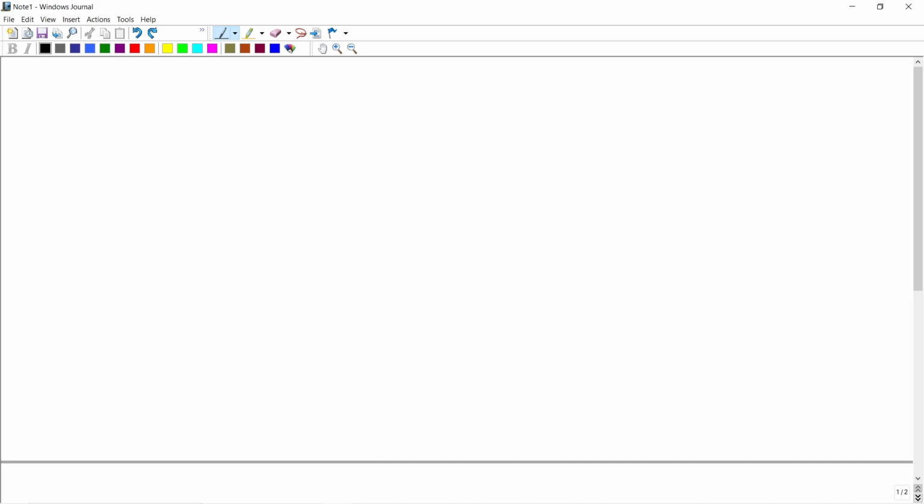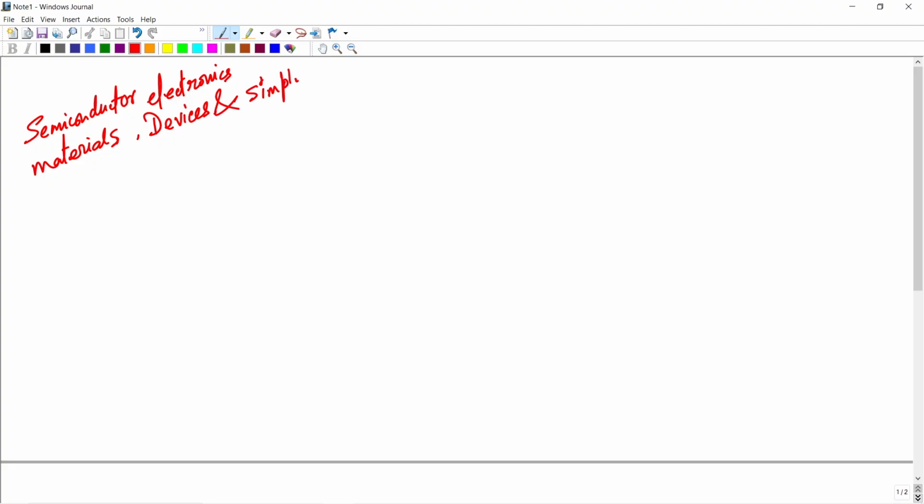So today we start semiconductor electronics: materials, devices, and some simple circuits. Semiconductor devices mainly, and some basic or simple circuits.